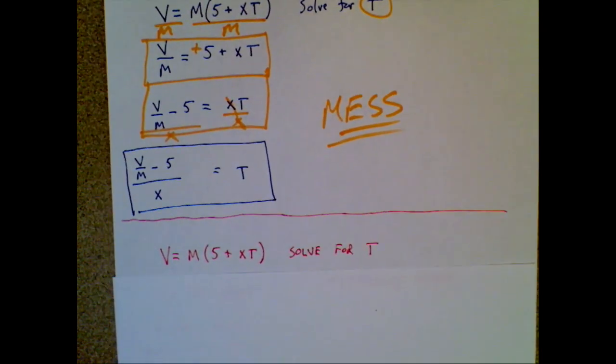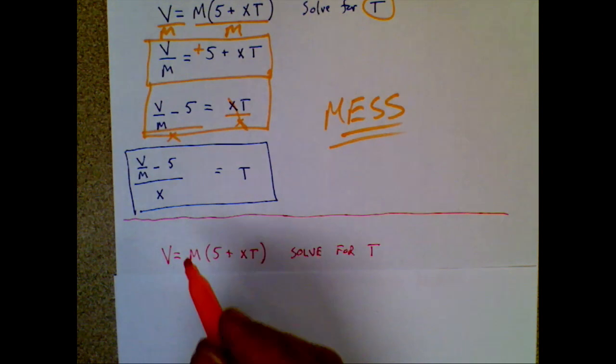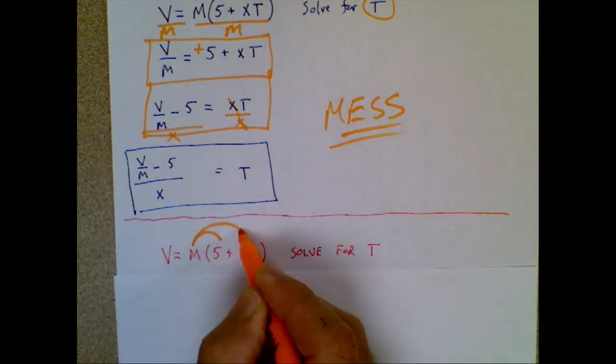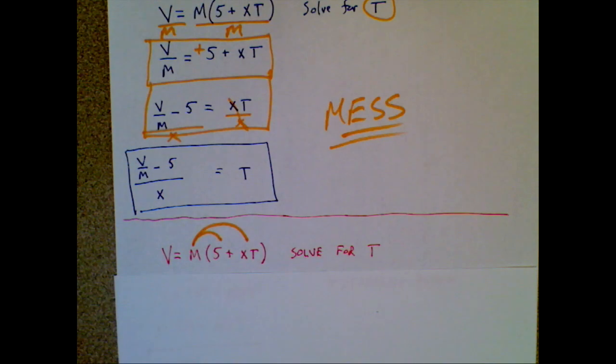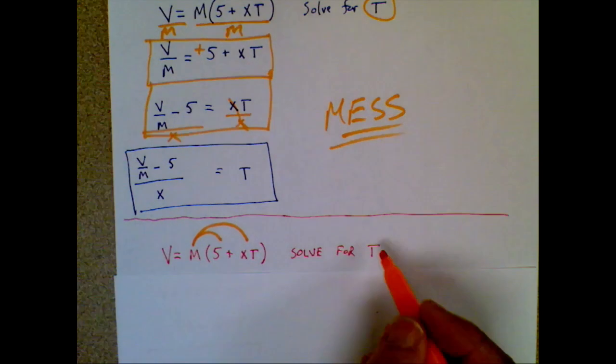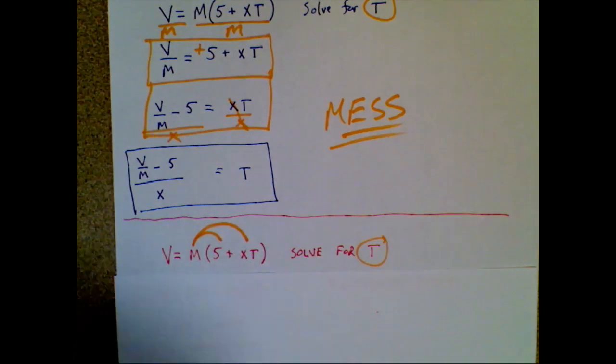It's the same equation, but now instead of the solution up above, my first step is I'm going to distribute the m into both of those. Go ahead and pause the video and then try to solve for t, get t by itself, with that distribution being your first step.